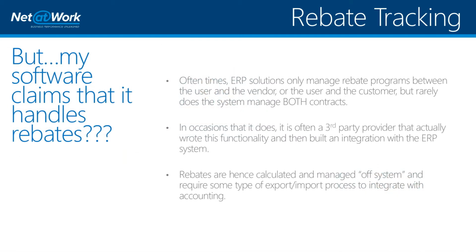As we were developing this, we noticed that our customers were claiming that our competitors were doing rebates. And as we drilled down into this, we realized that many of these rebate programs were either customer-facing rebates or vendor-facing rebates, but rarely did the system manage both sides of the equation. And in occasions that it does, it was often a third-party provider with a disconnected system that added this functionality and then built integrations to the system so that the rebates were managed off-system and there was some type of import-export process in order to integrate these claims into the accounting system.